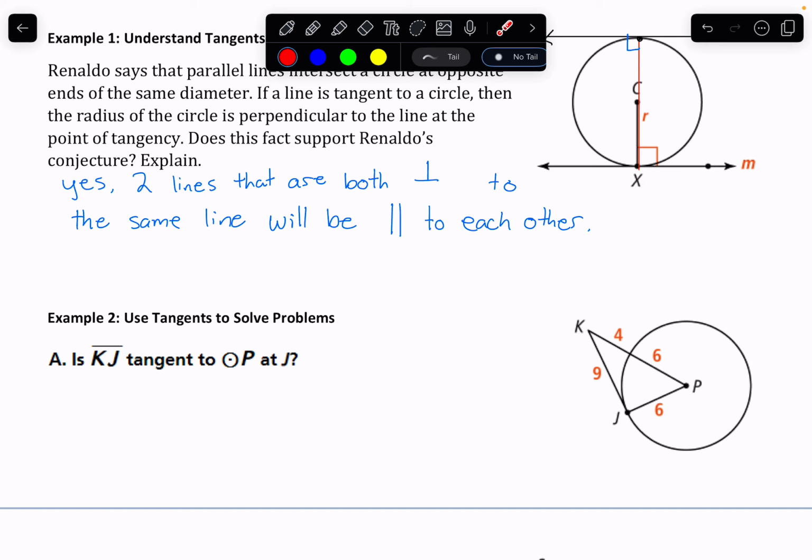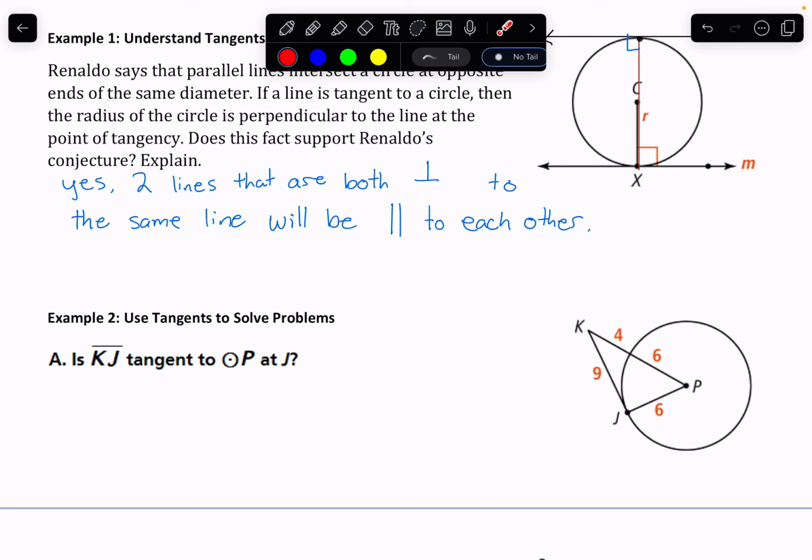Well, we know because of the tangent and perpendicular theorem that if KJ was tangent to the circle, then KJ and JP would have to be perpendicular to each other. There would have to be a right angle here. So if we can prove that there is a right angle here, then we will be proving that KJ is a tangent line to the circle.